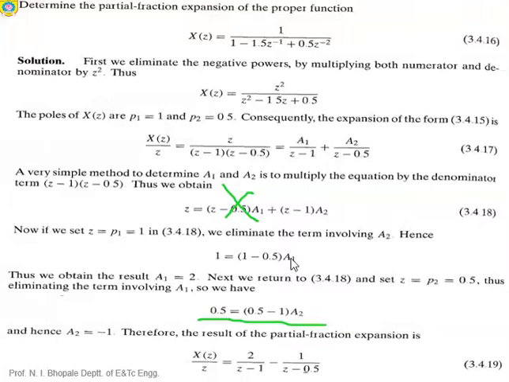By putting the values of A1 as well as A2 in the equation, A1 is 2 and A2 is nothing but minus 1. So this is the X of z by z which we got with the help of the partial fraction expansion. Now this can be simplified in another way also.